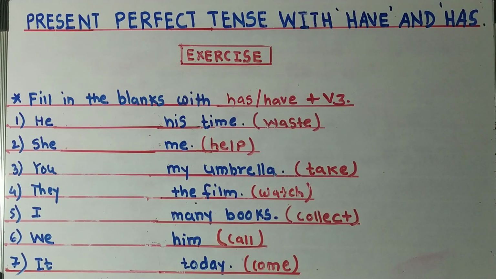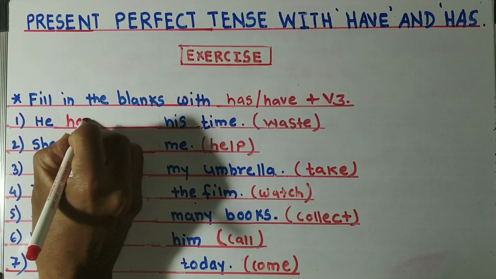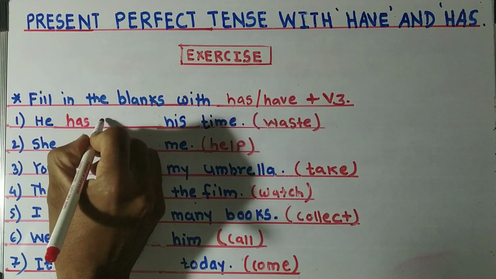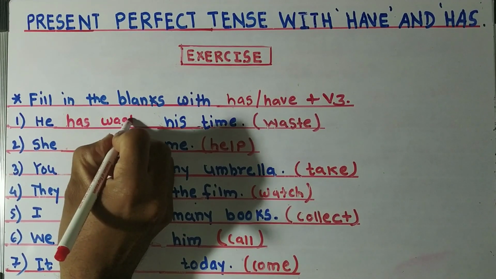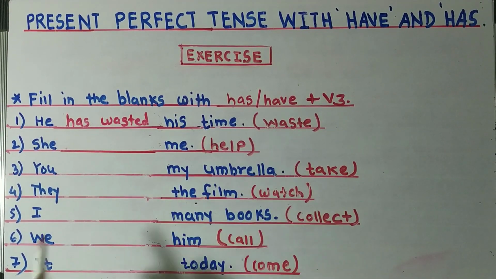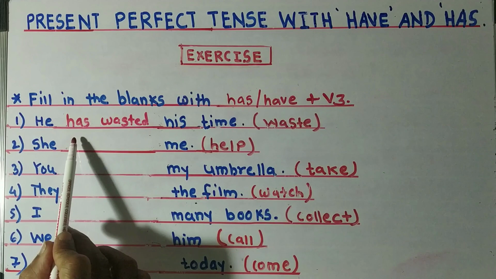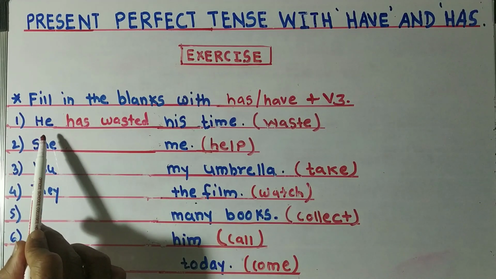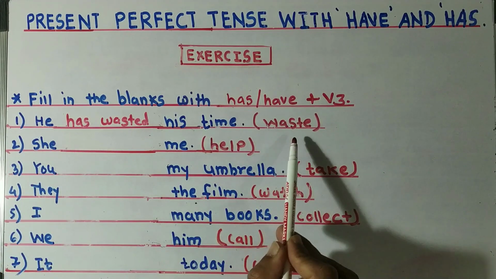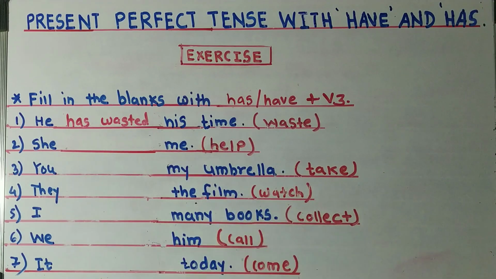He dash his time. He has wasted his time. Here we have made use of the word has because the subject of the sentence is singular and the V3 form of waste is wasted. Next example.